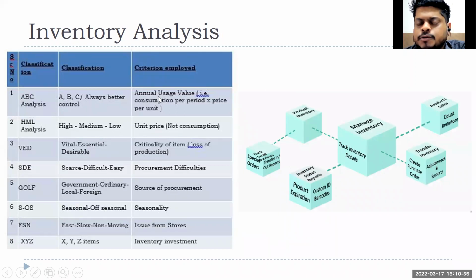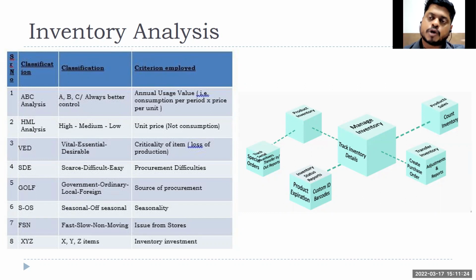ABC, annual usage value. The A category is the most purchased or most used product. Again, we have to think about different stakeholders. Take a retailer, let's say Reliance Retail or Big Bazaar. When I take annual usage value, what are the products they are selling? Quantity multiplied by the value of the product gives the annual value. The A category will be the most valued products, followed by B, followed by C.